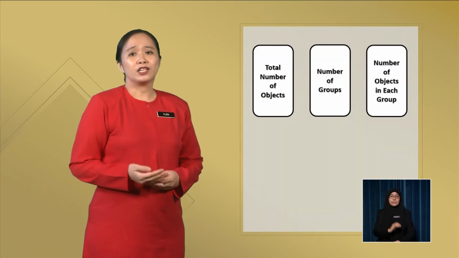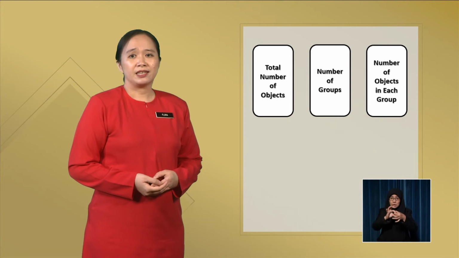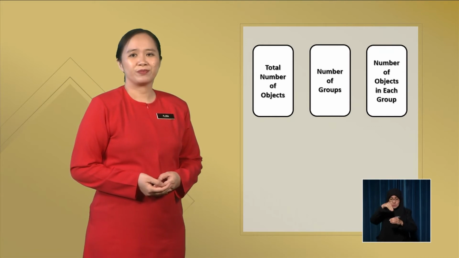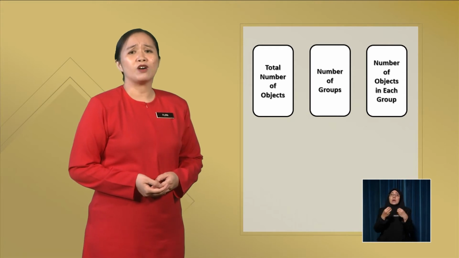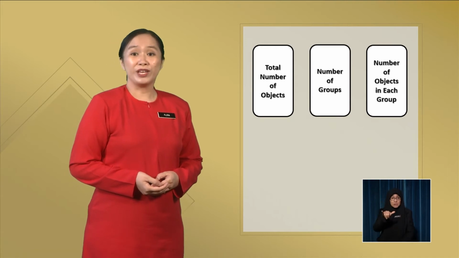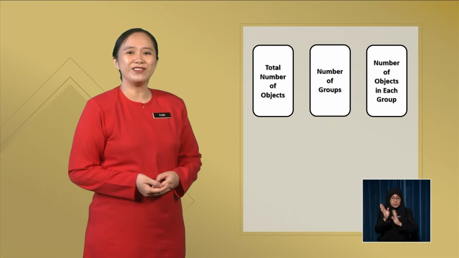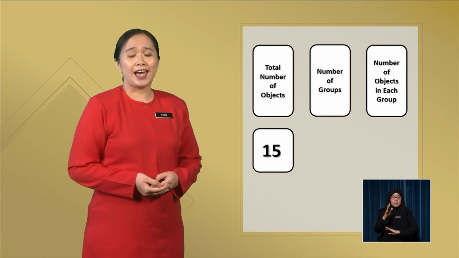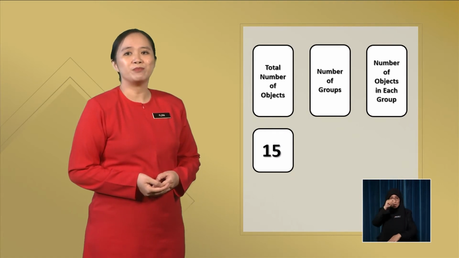Here is the rule. To write the mathematical sentence for division, we must write the total number of objects divided by the number of groups equal to the number of objects in each group. How many boxes of cereals did we have earlier? Yes, we had 15 boxes of cereals. Write the number 15. After that, let's write the division symbol.